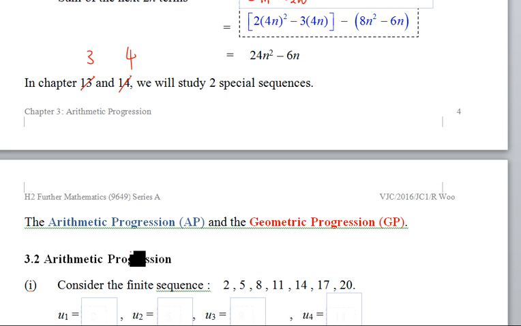Easier one. 3, 6, 12, 24, 48. Another example. 1, minus half, 1/4, minus 1/8. So you see the pattern? What constitutes an AP? What constitutes a GP?